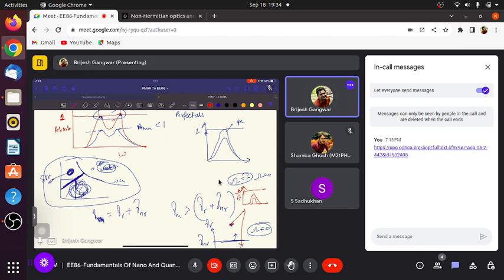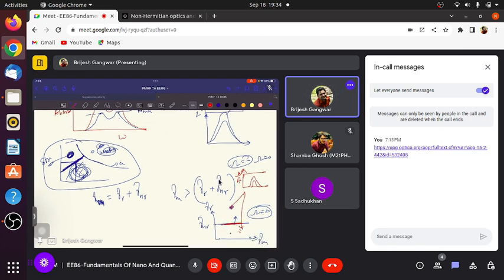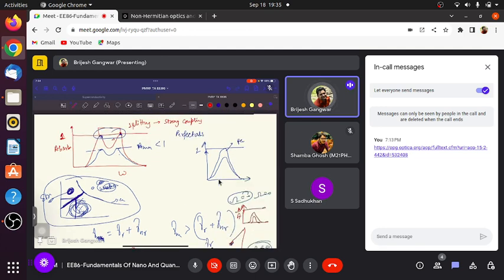But at this line, if you plot, then you will get, without splitting, absorbance equal to 1. So what is the importance of this splitting?